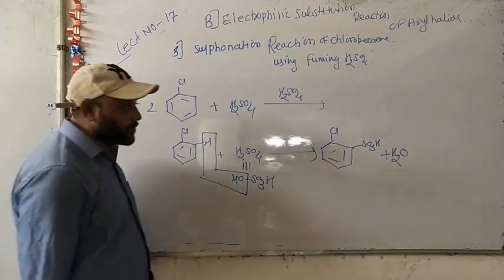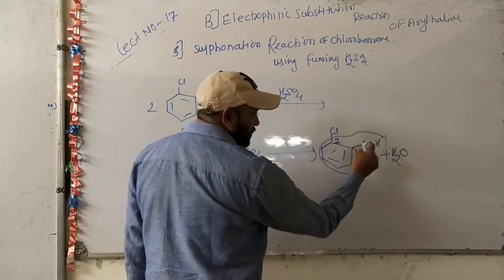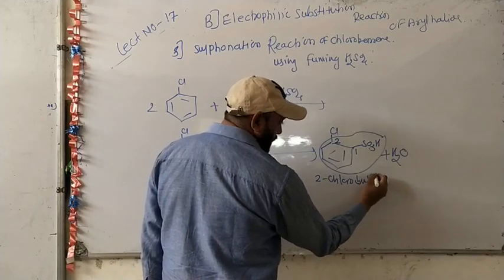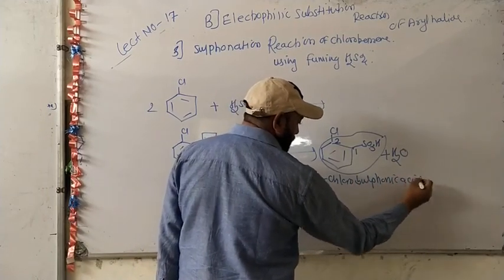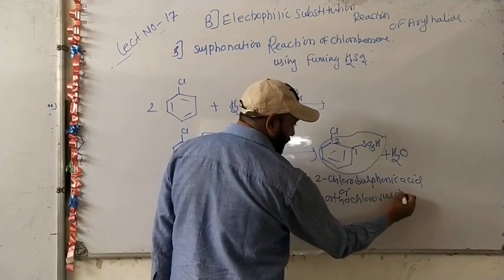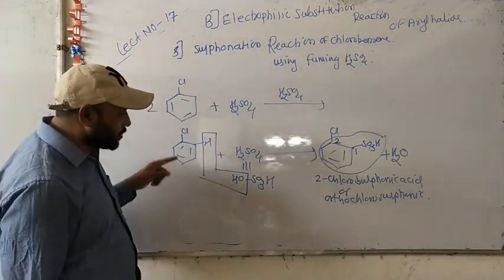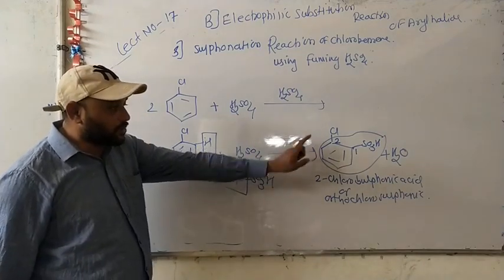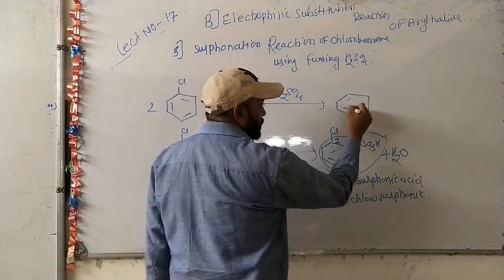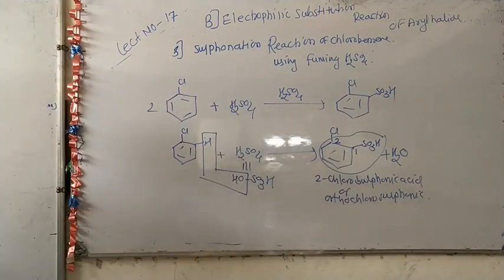So what is the name of this compound? This is the main functional group, 1, 2. This is called sulfonic acid. So it is 2-chloro-sulfonic acid or ortho-chloro-sulfonic acid. So sulfonation at the ortho position of chlorobenzene gives ortho-chloro-sulfonic acid. So what is the first product formed? The first product formed is ortho-chloro-sulfonic acid.